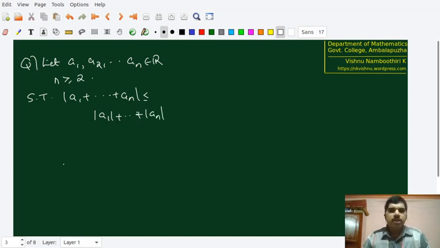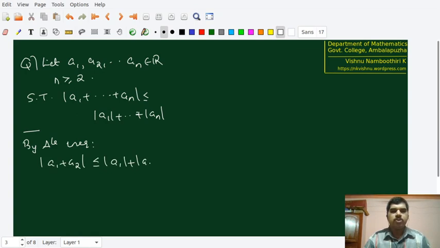Therefore, if we have three numbers a1, a2, a3, what we are claiming is absolute value of a1 plus a2 plus a3 is less than or equal to absolute value of a1 plus absolute value of a2 plus absolute value of a3. We are going to prove this using triangle inequality and then induction. So what does triangle inequality say? By triangle inequality, we have modulus of a1 plus a2 less than or equal to modulus of a1 plus modulus of a2. Therefore, when we have two numbers, this inequality is true.